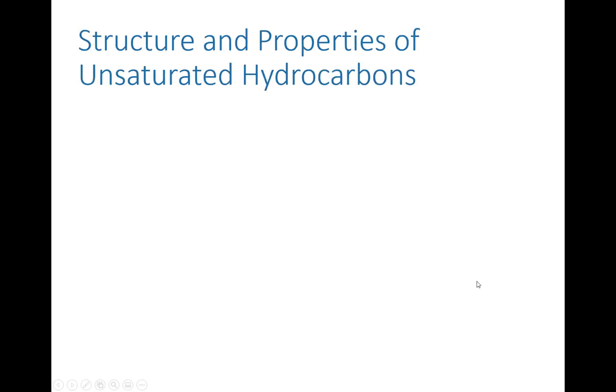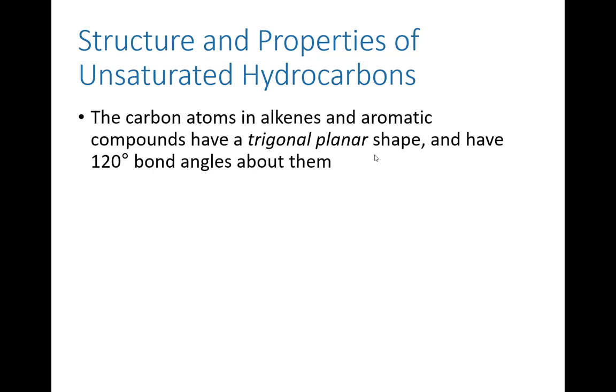Now recall that for alkanes, all of the carbons that we talked about had a tetrahedral shape. All of the carbons made four bonds to four different atoms. In alkenes, though, the structure is going to be a little bit different, and the same is going to be true for aromatic compounds. All of those carbons have a trigonal planar shape, and there are 120-degree bond angles associated with them.